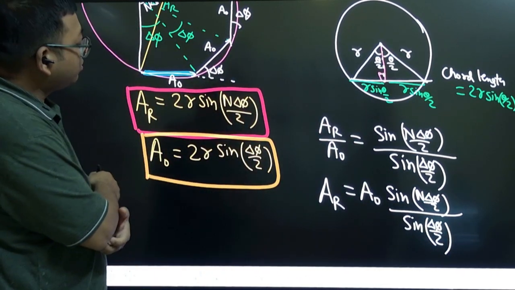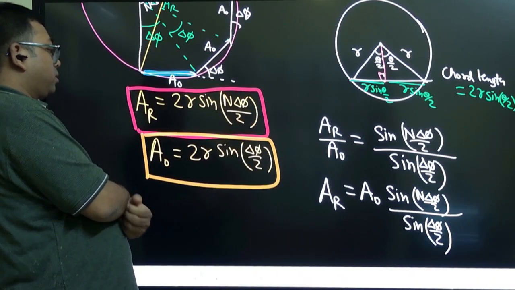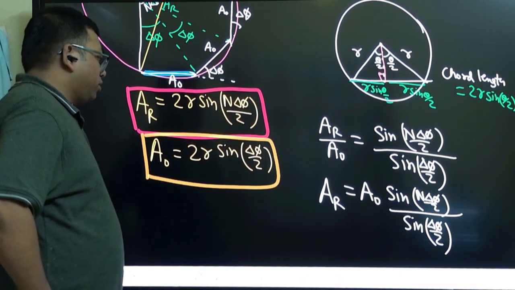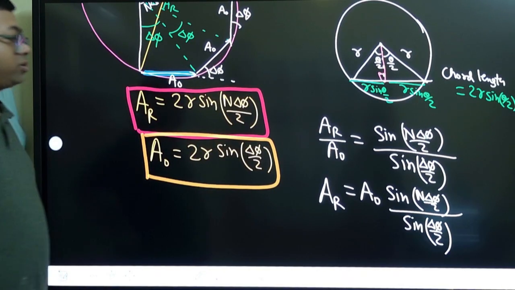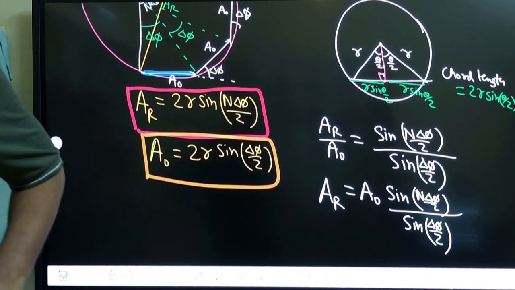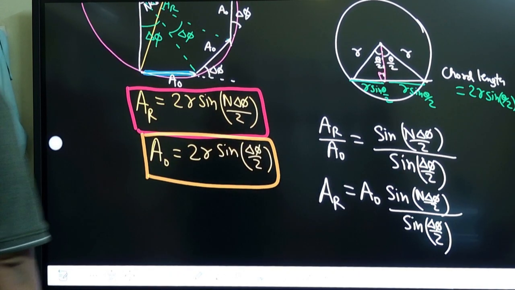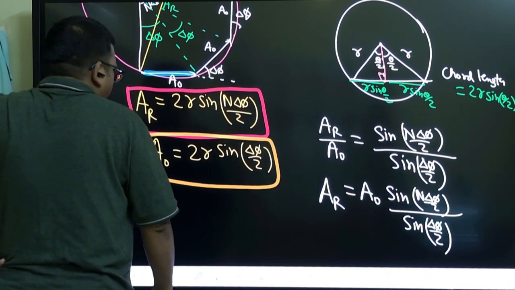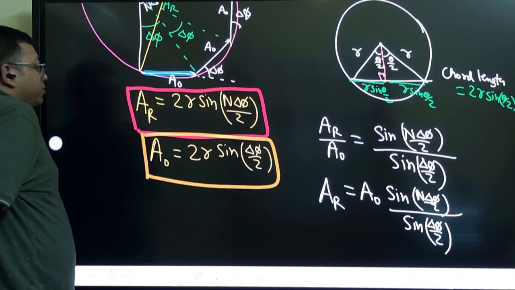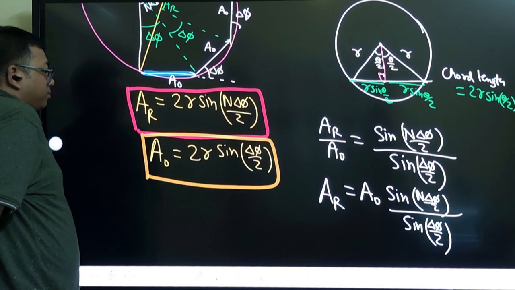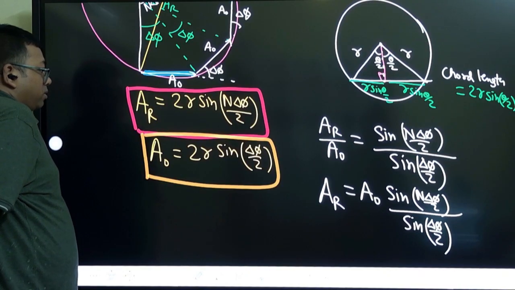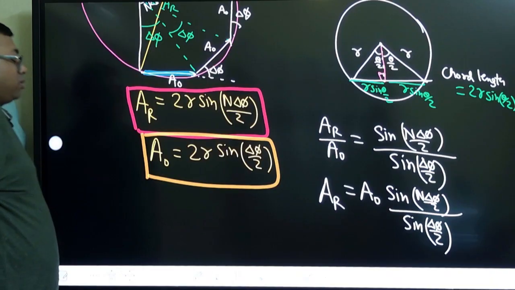Right? And what was A naught? What was A naught? A naught was the amplitude of that. A naught was, I think, the individual slit amplitude. Correct? Individual slit amplitude it was.